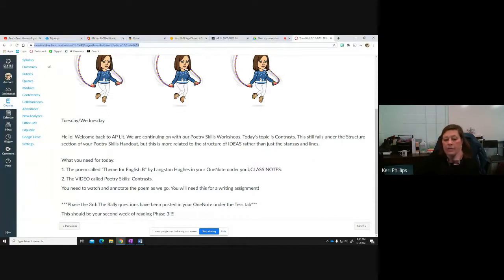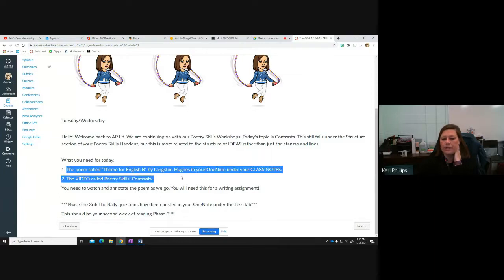So in your OneNote, I have shared the poem called Theme for English B by Langston Hughes. It's under class notes, and you're going to want to annotate this poem as well. You're going to have a writing assignment about it, so you're going to want to take notes.